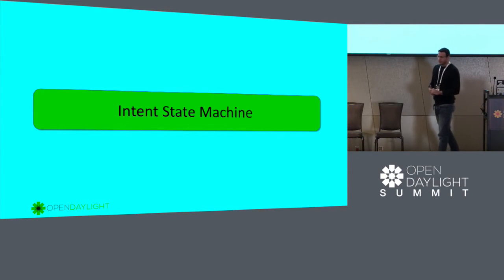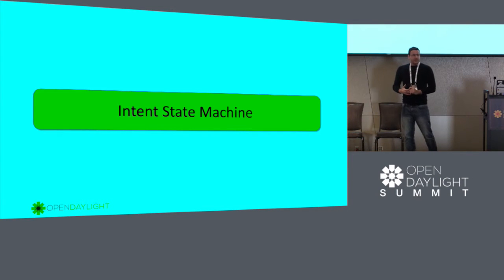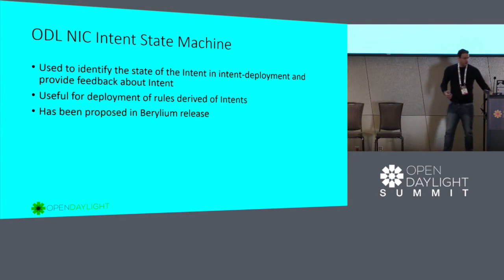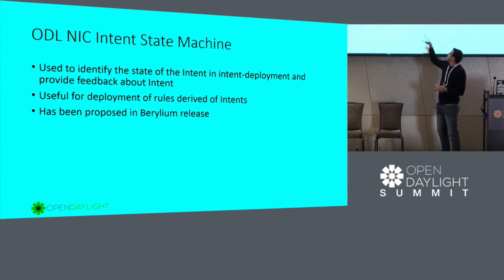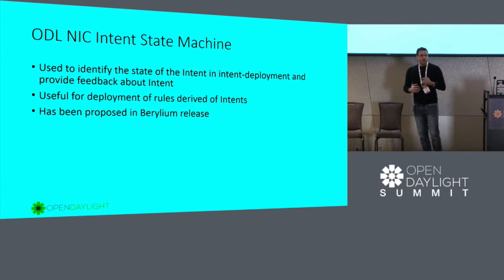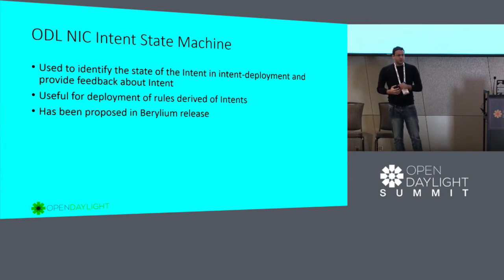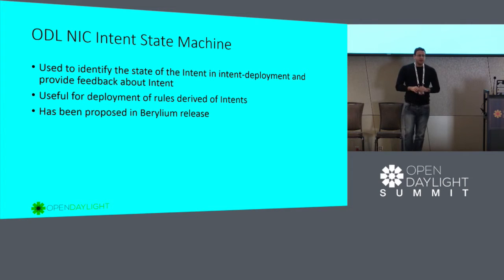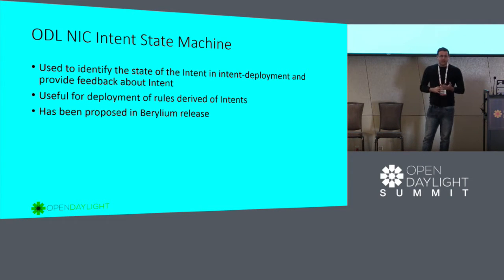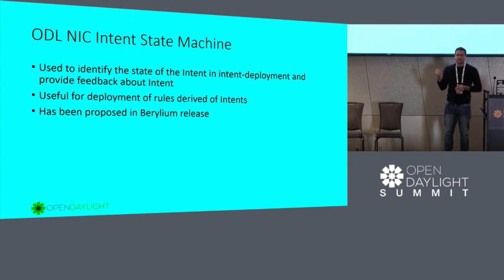Another feature that we added in the Beryllium release is the intent state machine. This intent state machine is used to identify the state of the intent and then provide feedback about this intent. Currently, when we create an intent using the NIC, this intent will be deployed just in time, right now. If I create this intent to allow all traffic between A and B, the OpenFlow rules will be applied right now. But we don't have tracking for those intents. The idea here is to keep track of all the original intents and give feedback to the user about the state of this intent.